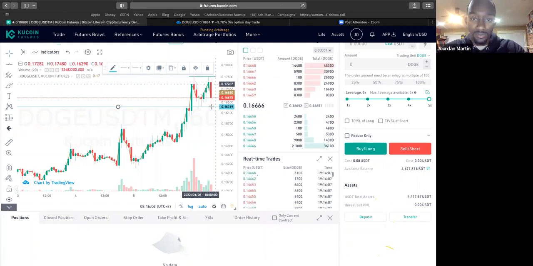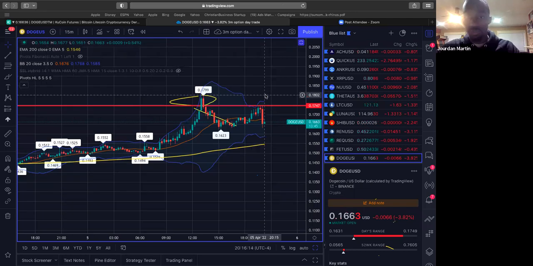Just like that. So now I'm going to flip back over to here. Again, it's just easier for me to look at this chart. It's what I'm used to.